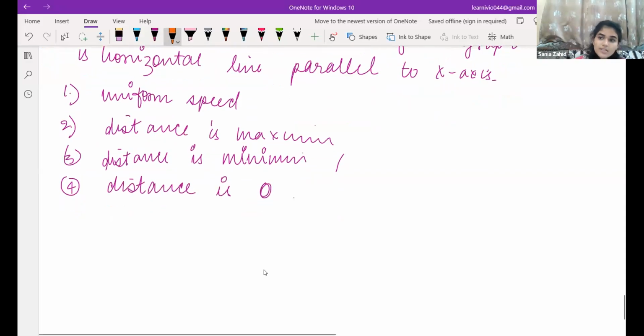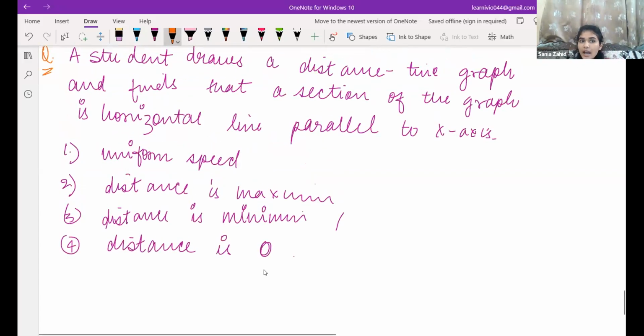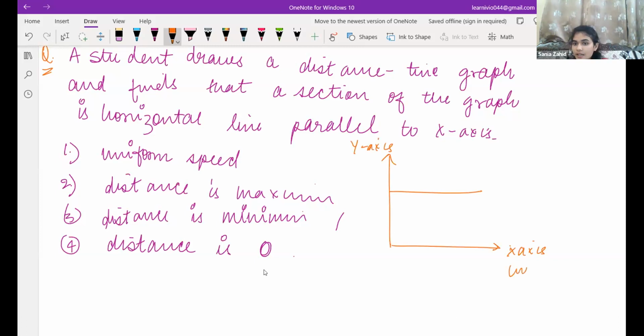Look here. The question says that you have a graph, and in the graph the line is actually parallel to the x-axis. So this is the x-axis, this is the y-axis. X-axis is time, y-axis is displacement, right?